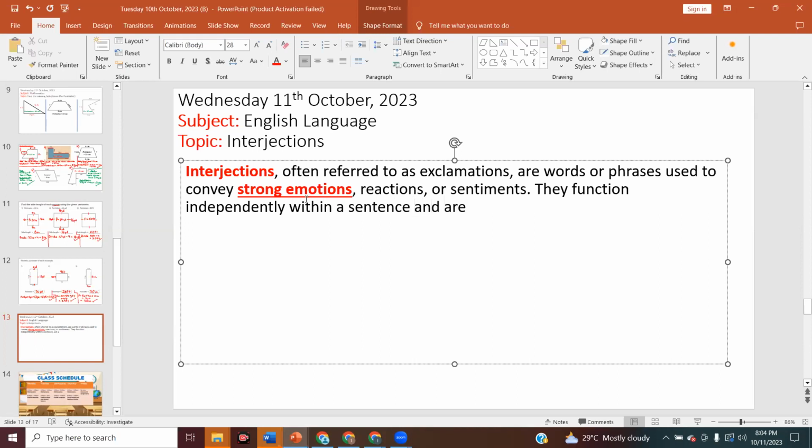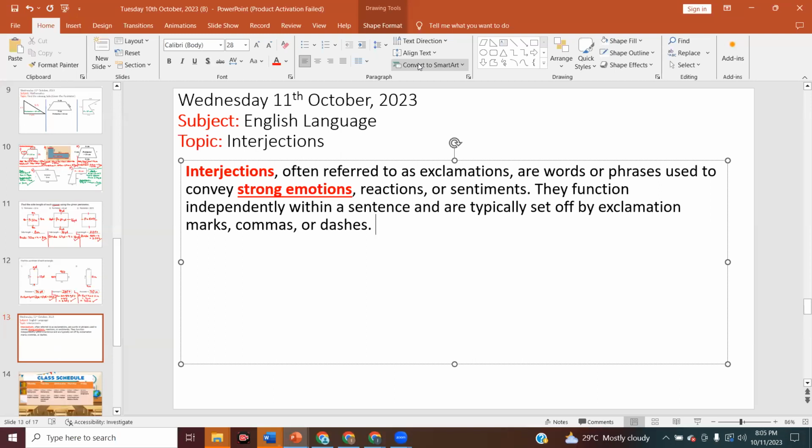And are typically set off by exclamation marks, or we can use commas, or we can use dashes to set them apart. So it's a part of speech, by the way. Interjections are parts of speech. Just like our nouns and stuff like that are parts of speech, interjections are a part of speech.